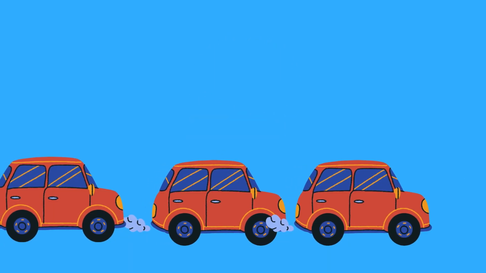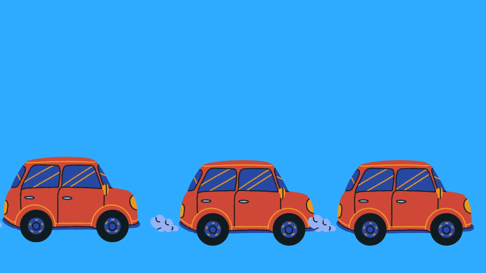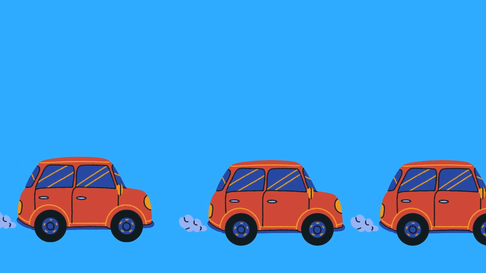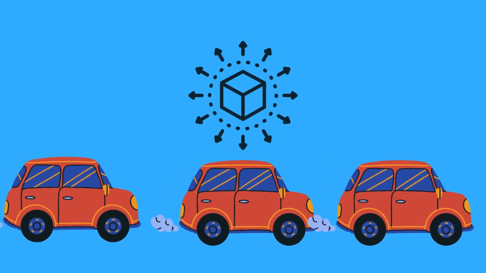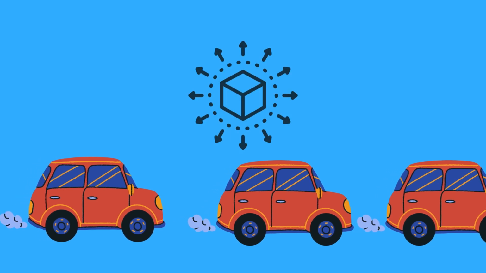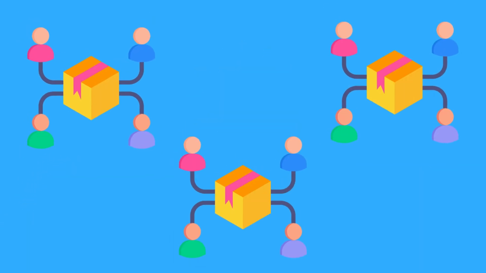Horizontal scaling, or scaling out, involves adding more servers to your database cluster. Instead of relying on a single server, you distribute the load across multiple servers. This approach allows for much greater scalability, as you can continue adding servers as needed.